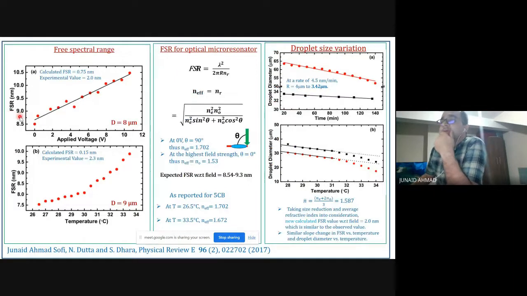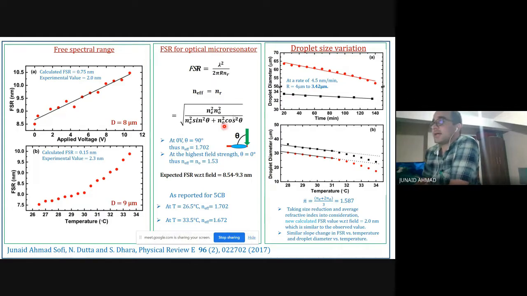We also measured the free spectral range of these whispering gallery mode spectra, and we found that the free spectral range increases as a function of voltage as well as temperature. The free spectral range is given by this equation, where it has a direct dependence on the radius of the droplet and the refractive index of the material. When we incorporate these equations into the results we got, we found a discrepancy in both cases. For example, using this equation we should get 0.75, but experimentally we got 2.09, from 8.5 to 10.5, which is nearly 2.0 nanometers. Similarly, in the case of temperature, we should get about 0.15, but we got 2.3 nanometers.